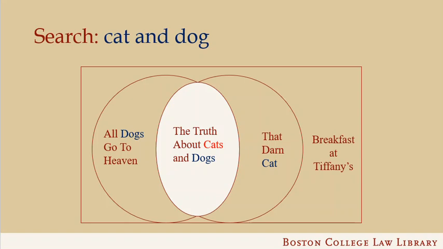Here's our database example. It's the intersection of the two circles, since both words need to be in the documents retrieved. A note about Bloomberg Law here. Bloomberg Law assumes the AND connector between terms if you haven't chosen a different connector in its terms and connectors search engine.